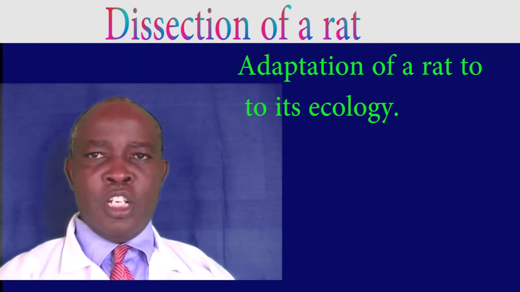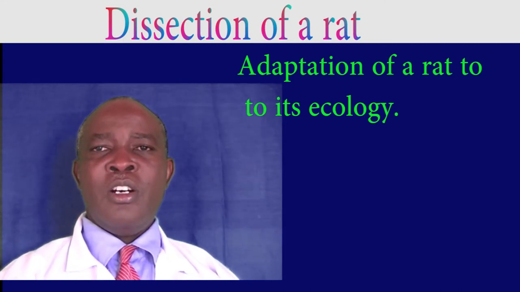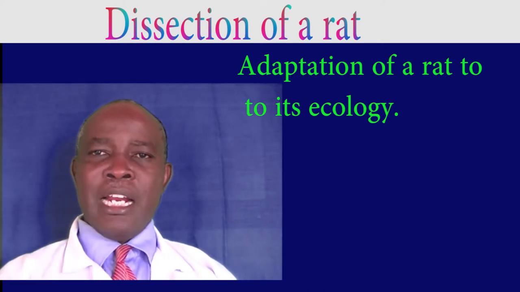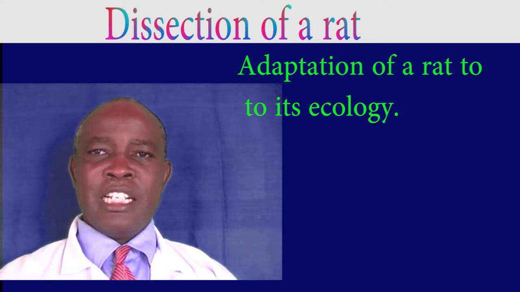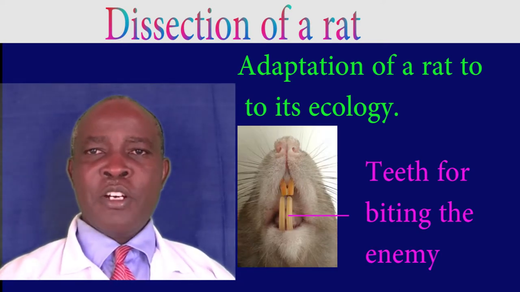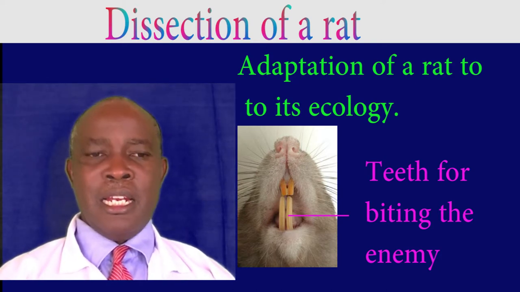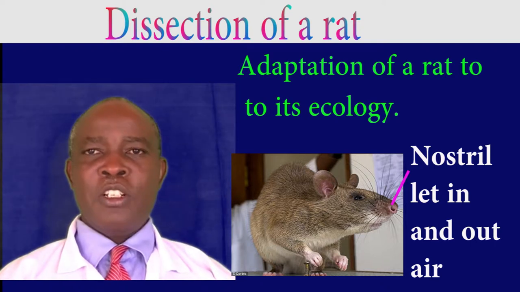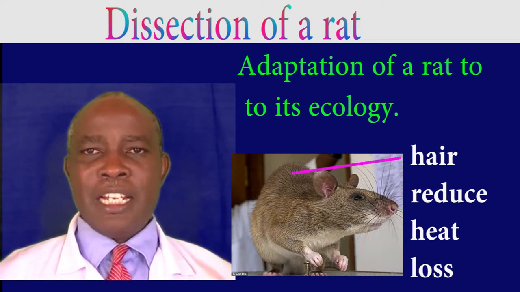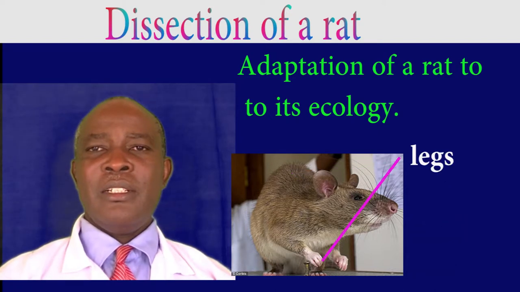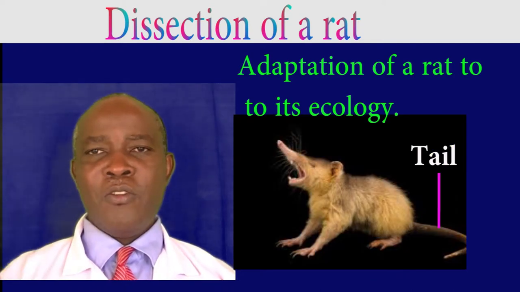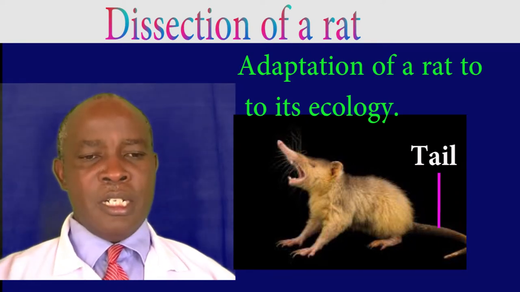Sometimes you are required to give adaptations of a rat to its ecology. This is the simplest question. Anything that enables the rat to live a successful life can be given as an adaptation to its ecology. It has teeth for biting the enemy. It has nostrils for letting in air and letting out air. It has pinna for hearing. It has hair to reduce heat loss. It has good legs for locomotion. It has a tail for beating the enemy and also for stability.